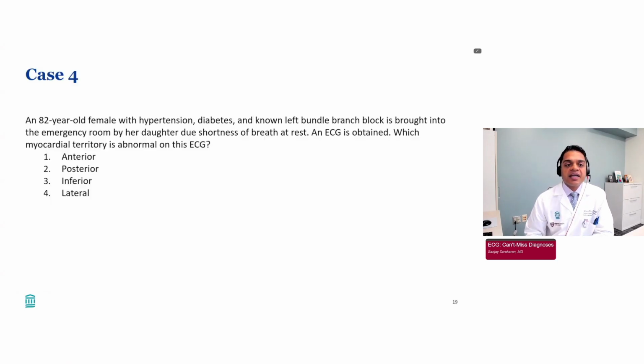Case 4, an 82-year-old woman with hypertension, diabetes, and known left bundle branch block is brought into the emergency room by her daughter due to shortness of breath at rest. An ECG is obtained. Which myocardial territory is abnormal on this ECG? 1, anterior. 2, posterior. 3, inferior. Or 4, lateral.